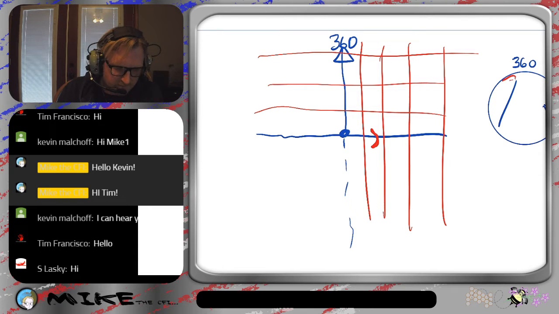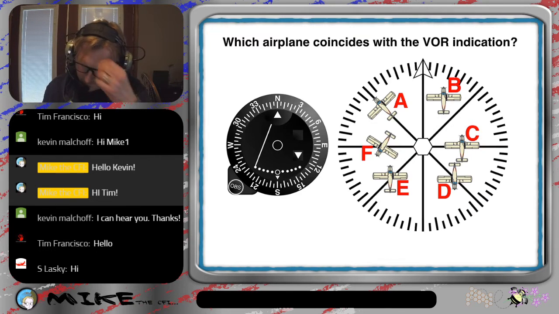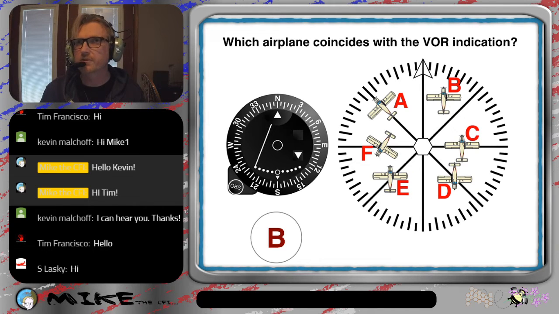And if we go back to the drawing there, we can see that the only airplane in the upper right-hand quadrant is represented by letter B, which should be the right answer, and it is. All right.